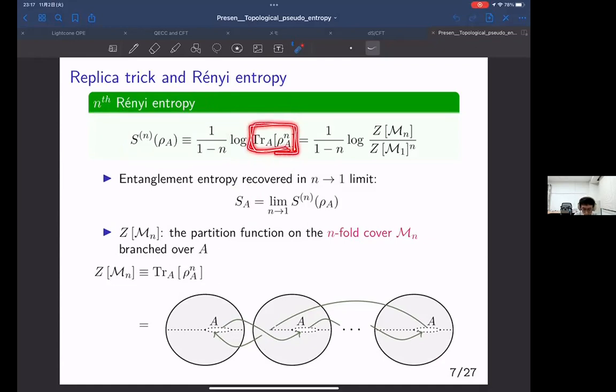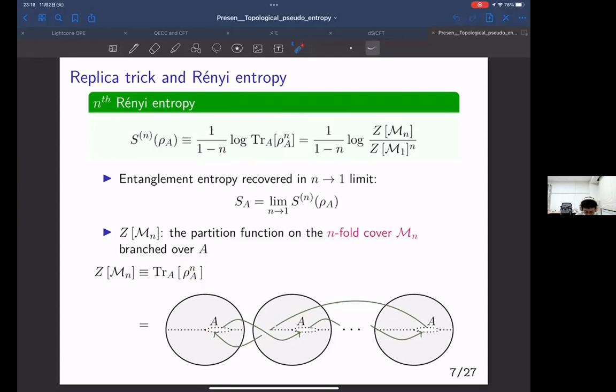And this part, I rewrite as Z of M_n. So this M_n means some manifold labeled by n, which I am going to explain. This is actually a partition function on the n-fold cover. N-fold cover means that if you glue n copies of a reduced density matrix, so this is one copy, and this is the second copy, and this is the nth copy. And now you are taking a trace of rho to the n, so you need to glue n copies of them.